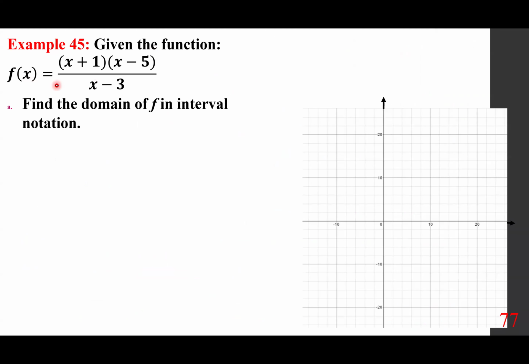Given the function f of x equals x plus 1 times x minus 5 over x minus 3, we want to graph it. So we're going to go through some process here, everybody. Starting with the domain. So basically x minus 3 equal to 0, x equals 3 must be excluded, so x can't be 3. How do you write it? Negative infinity to 3, union 3 to infinity.